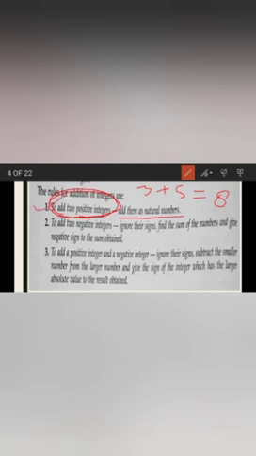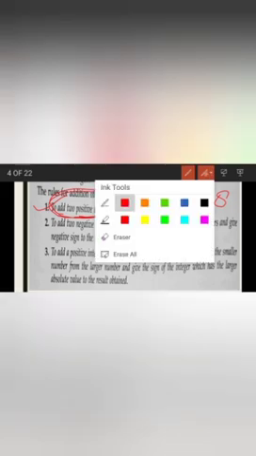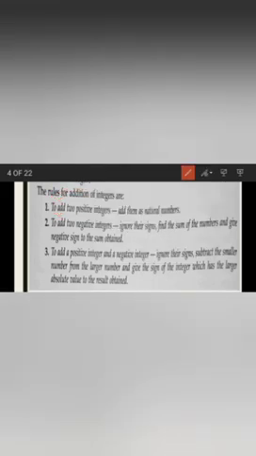If both integers are negative, in that case you have to ignore the sign and find the sum of the given numbers. Okay, and then put the negative sign on the sum obtained.